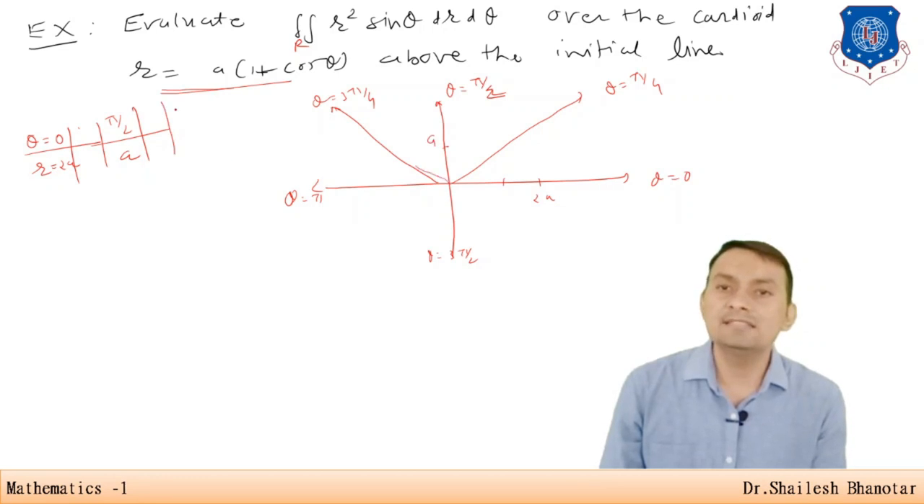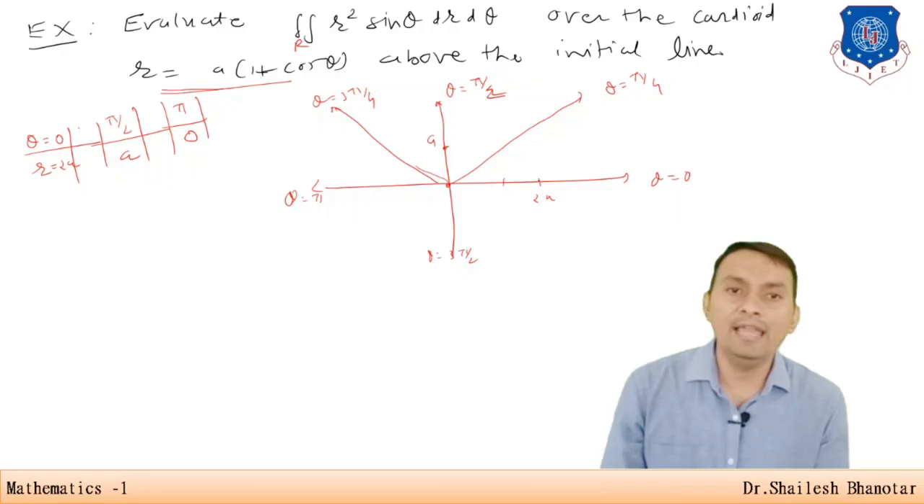But when I consider pi, what am I going to get? Cos pi is nothing but minus 1, and plus 1, that is going to be 0. So that means this one point, this is a point, and this is a point. But when I consider theta is equal to pi by 4, it will be something like a into 1 plus 1 divided by under root 2. So it is clear that it will be something like here, at this point. But when I consider 3 pi by 4, it will be something here.